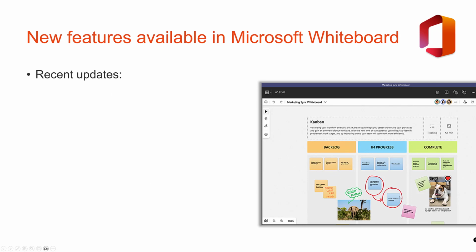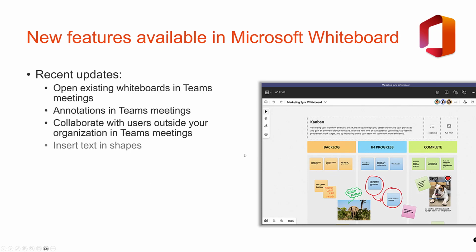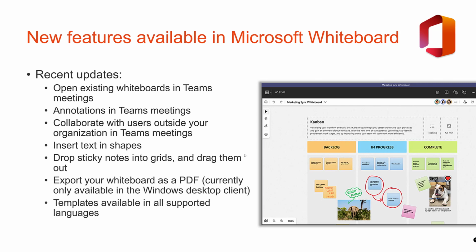What do we have? So hopefully you've seen some of these updates, but I'm just going to quickly whiz through them. These are updates for the whiteboard. So nice and easy to open existing whiteboards in Teams meetings. Annotations in Teams meetings, so the ability to use the whiteboard tools over anything that you've got in Teams. That's a really lovely feature. What else do we have? The external collaboration in there, exporting your whiteboard as a PDF.